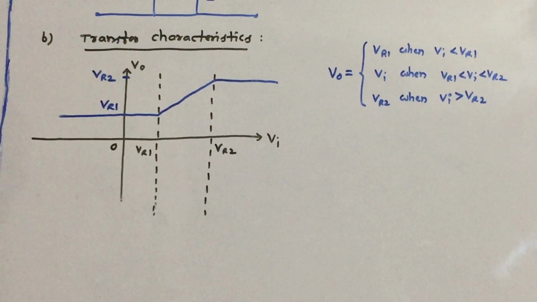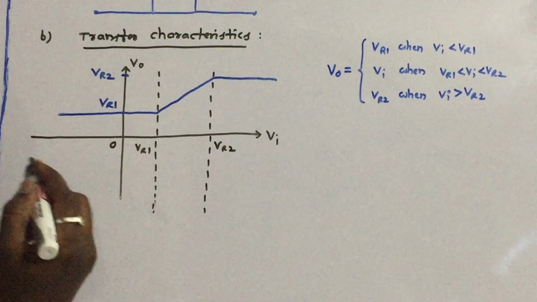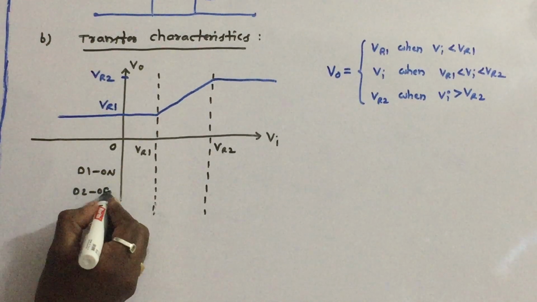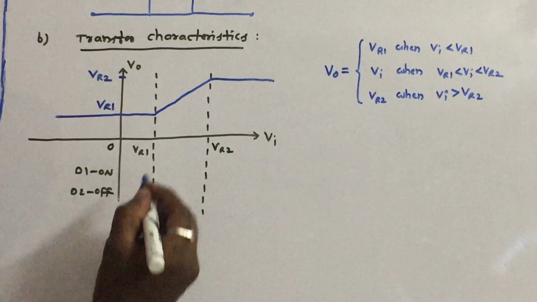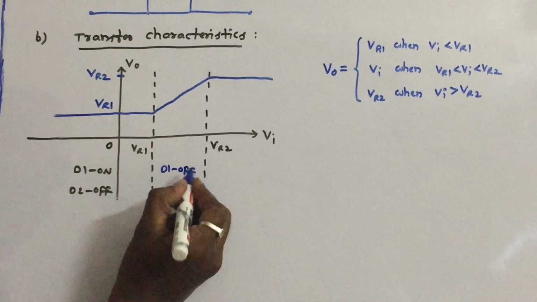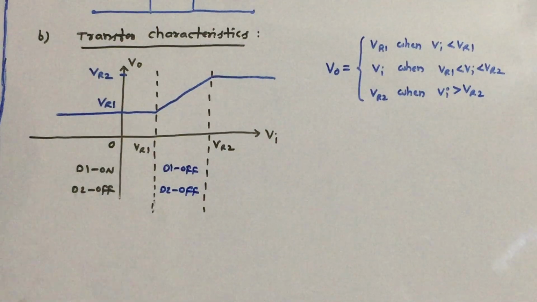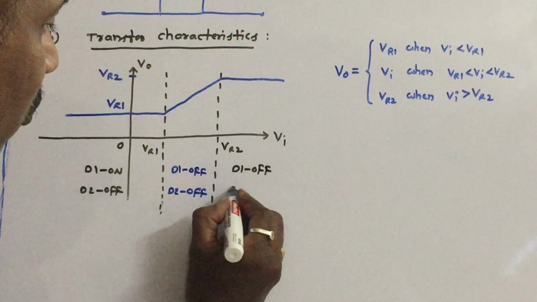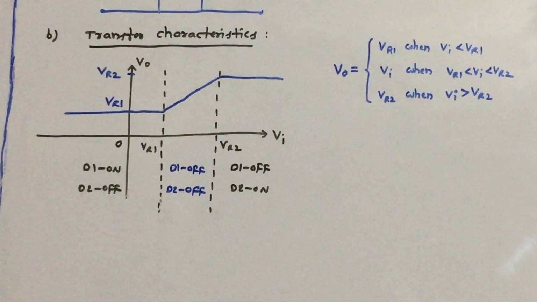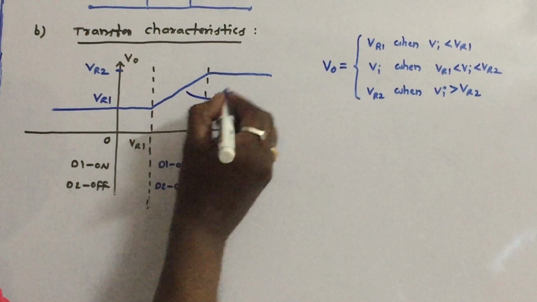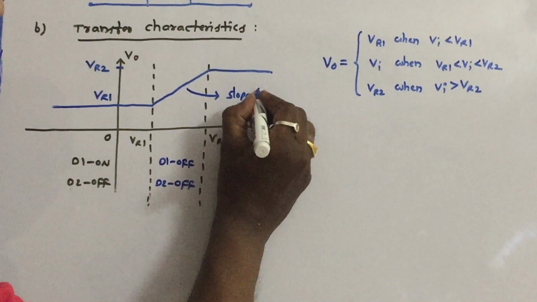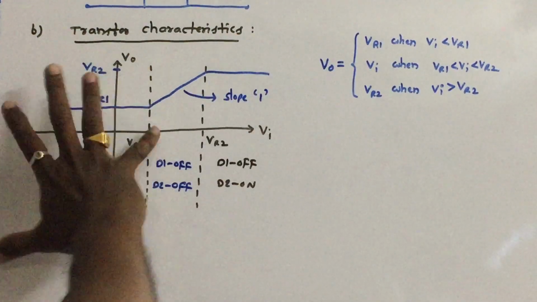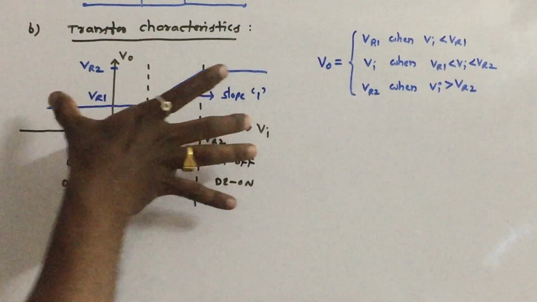So just to mention the status of the diodes, when the input voltage is less than VR1, the diode D1 is in on condition, the diode D2 is in off condition. So during this region between VR1 and VR2, both diodes are in off condition, D1 off, D2 off. So during this region when the input voltage is greater than VR2, D1 will be in off condition, so D2 will be in on condition. So you have to clearly mention the slope of the line. The slope of the line is equal to 1. Since V0 is equal to Vi is a straight line, the slope of the line is 1. So this is what the transfer characteristics graph simply represent, these equations in the form of a graph.